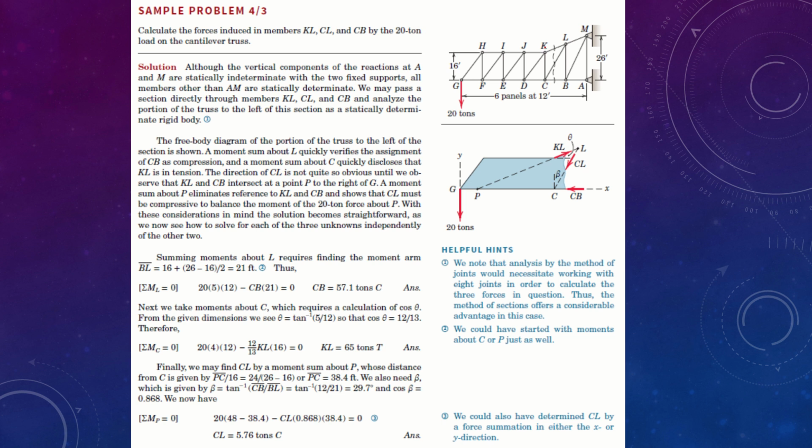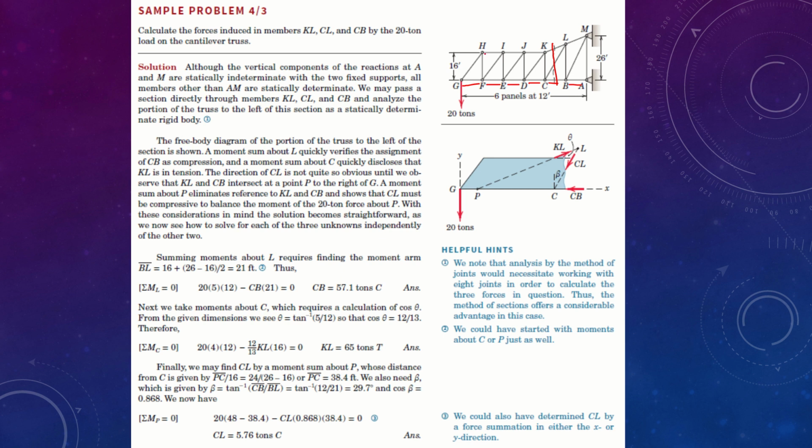As you can see, it is cutting through right here, cutting through elements KL, CL, and CB. Also, if you look at this particular example, you have been given that there are 6 planes, that is GF, FE, ED, CD, CB, and BA. 1, 2, 3, 4, 5, 6. And each plane is 12 feet.